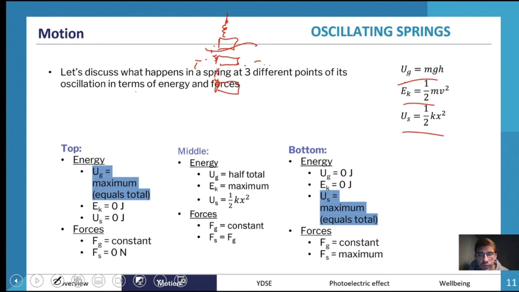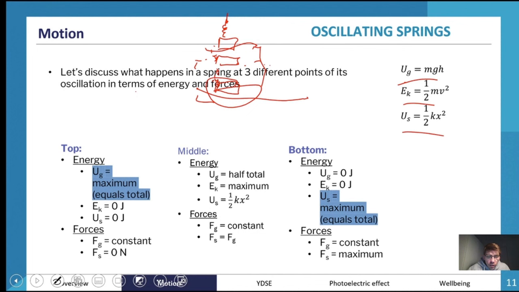How about at the bottom? At the bottom now, there is no more height. We assume that this is ground level. So the object has lost all of its gravitational potential energy. All of its gravitational potential energy has been converted into elastic potential energy. So this is the maximum stretch of the spring. It has zero kinetic energy and zero gravitational potential energy.